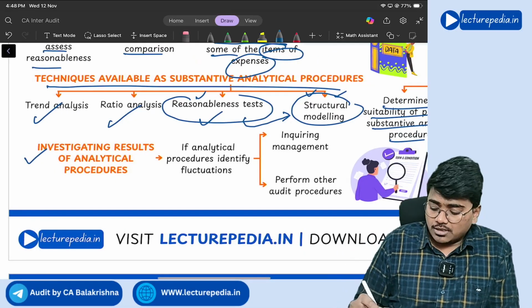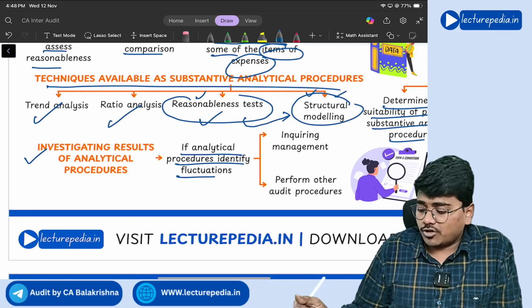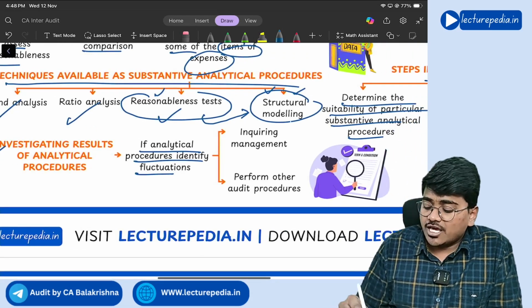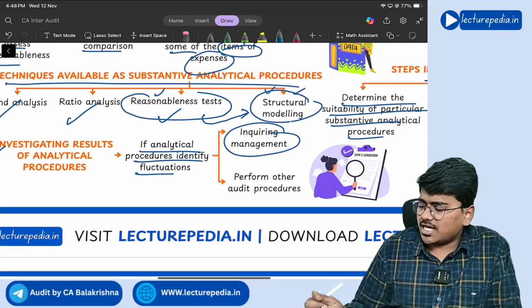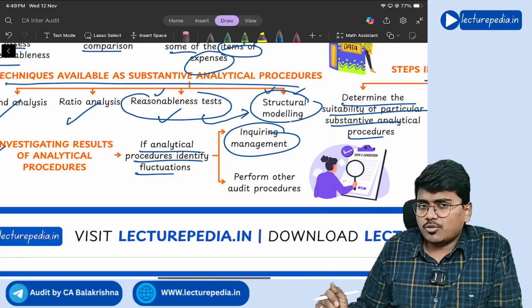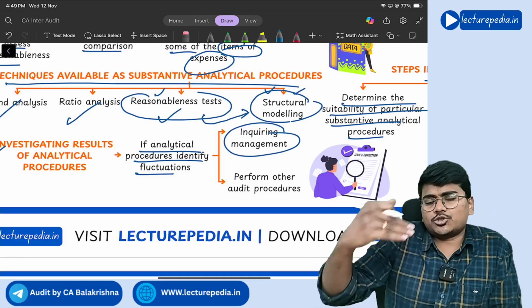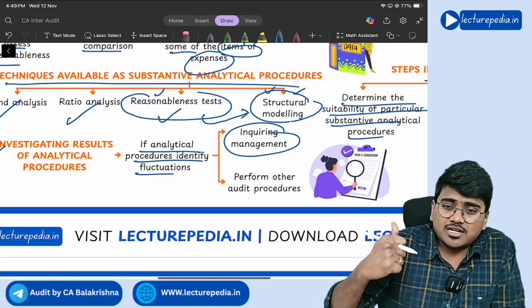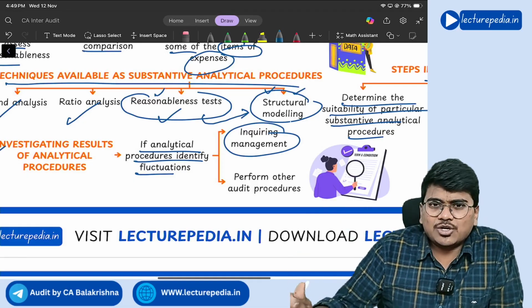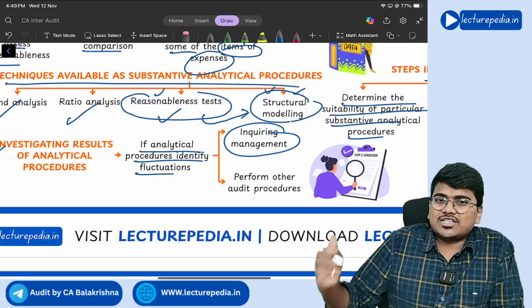How will you analyze? If analytical procedures identify fluctuations, so after performing analytical procedure, if you have identified any fluctuations, inquire with the management. Management, I am getting a difference. As per my expectation your salary should be 1.2 crore, but in your financial statements you are showing 1.5 crore. What is the reason? You will ask the management, because management is the one who will have complete information about their entity. So you will first of all ask the management.